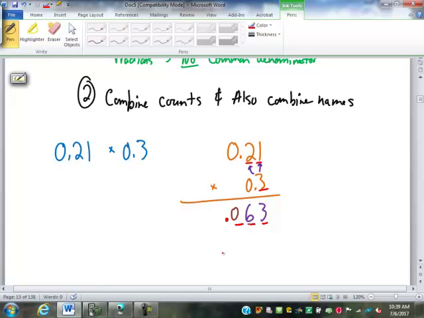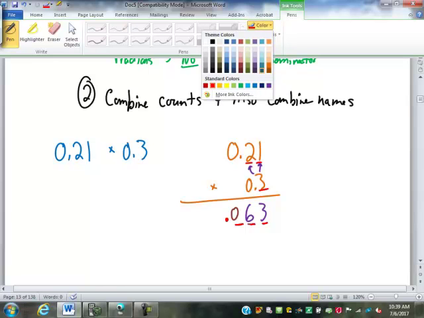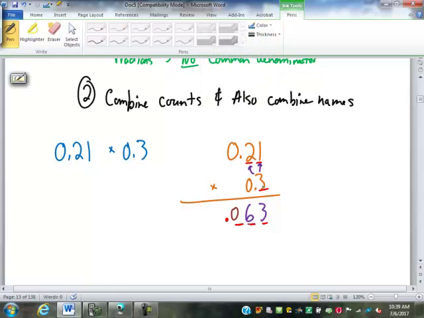Why? Combining the counts. The 4th grade teacher said so, darn it. Yeah. Well, you're right. We do combine the names, the 21 times, or the counts, I should say. The counts, 21 times 3 is 63. That's combining the counts. But this is hundredths. And this is tenths. And we also combine the names. Hundredths times tenths is thousandths. So counting those decimal places is nothing more than combining the names.